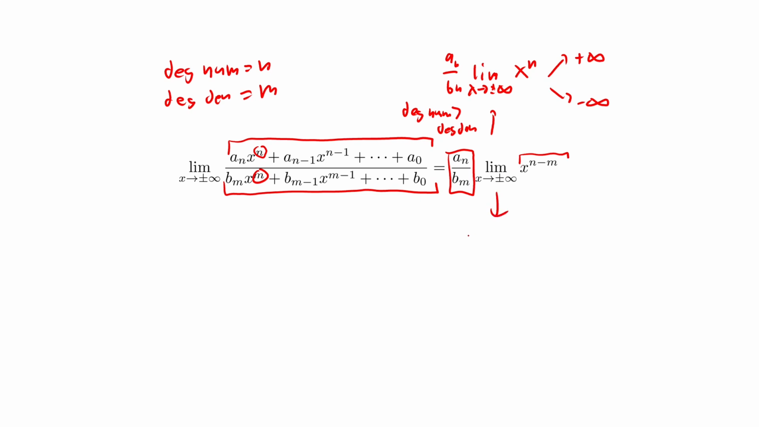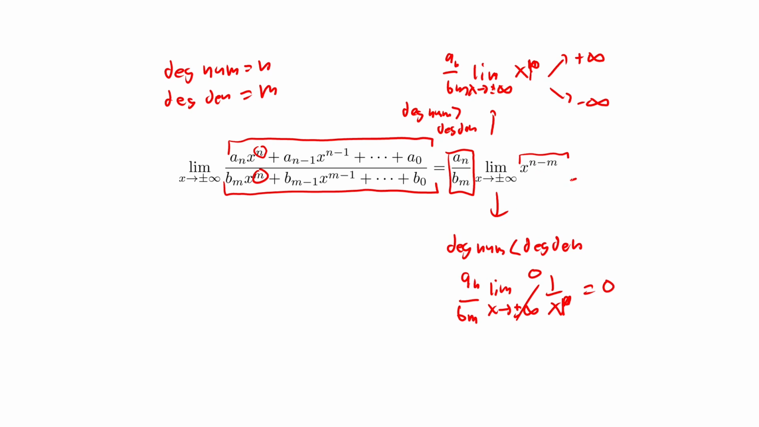If the degree of the numerator is less than the degree of the denominator, then we know that this is going to look like a over n over b over m times the limit as x approaches plus or minus infinity. But this time it's going to look like something like 1 over x to the n. And again, n is not the same n here. I probably should use some value p, for example, just to show that it's not n or m. In which case, this is going to be 0. And again, just like before, the a over n and the b over m won't matter.